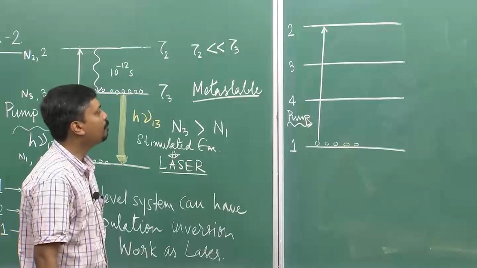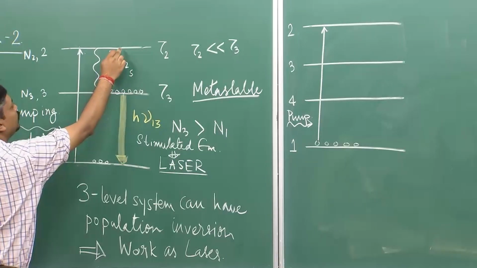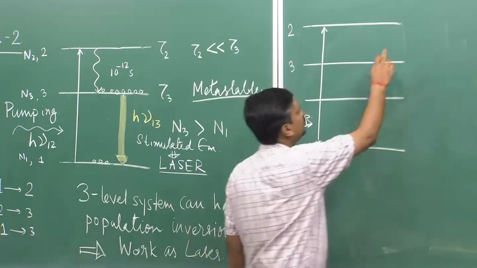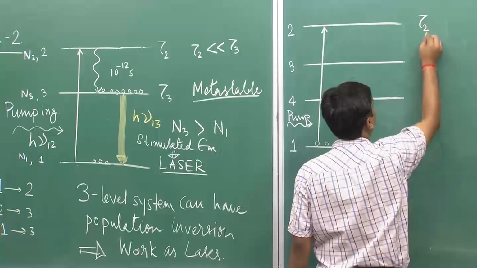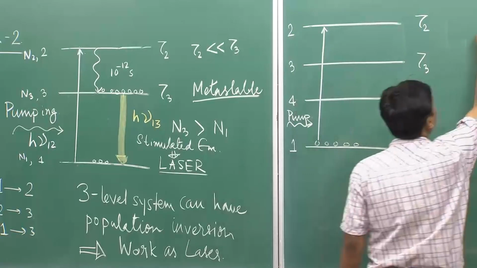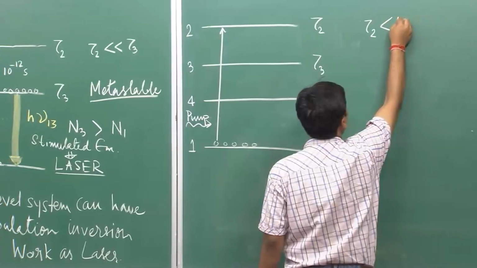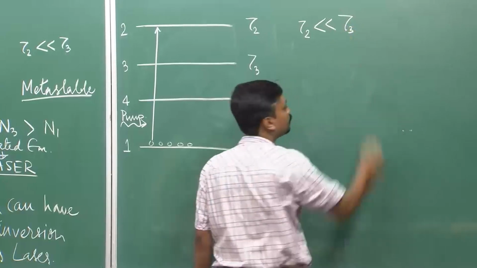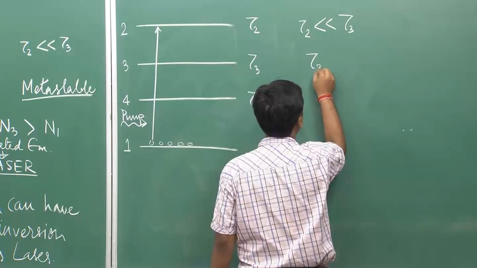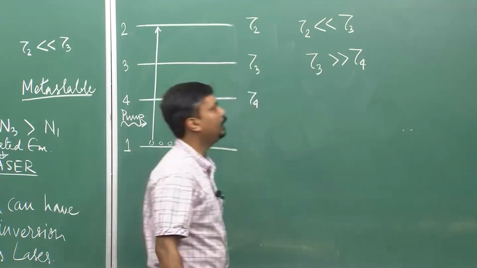Now, if this level 2 is just like level 2 here in this system, that is, if this level has lifetime tau 2 and this has tau 3 and say tau 4, then if tau 2 is much shorter than tau 3 and tau 3 is much greater than tau 4, then what happens?